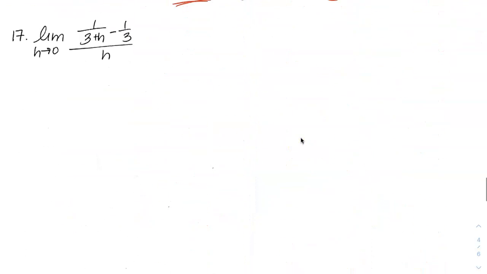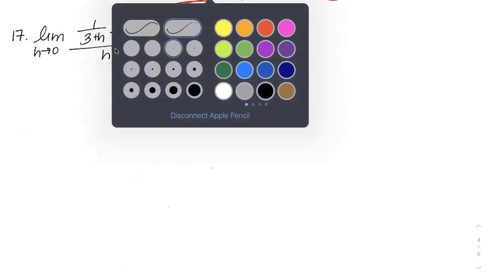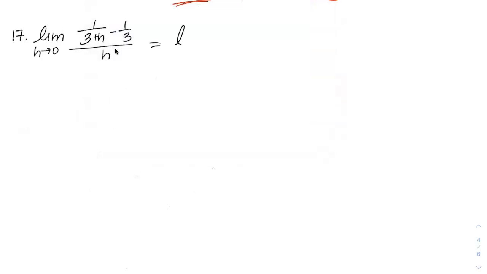Okay, next one. Limit as h approaches 0 of 1/(3 plus h) minus 1/3, all over h. Now this one, there's no real factoring. You don't want to do a conjugate on this. It's a radical. There's fractions. So what we're going to do instead is try to combine these two. We need common denominators. So let's rewrite this, with a little more space.